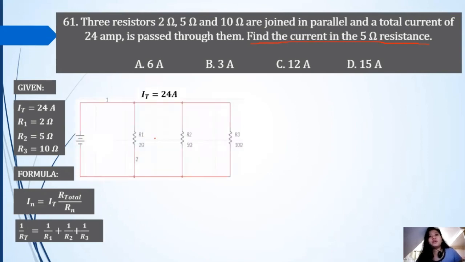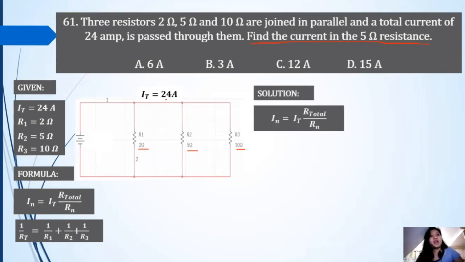And this is our illustration. We have here the R1, the R2, and the R3: 2 ohms, 5 ohms, and 10 ohms. And our current total is 24 amperes. And the solution, this is the formula: IN is equal to IT times R total over RN.